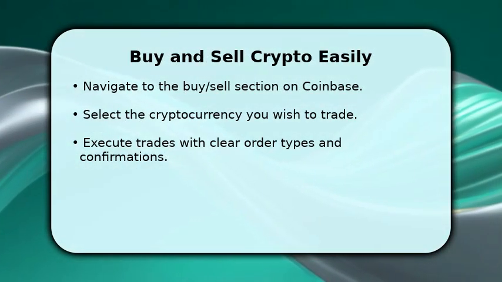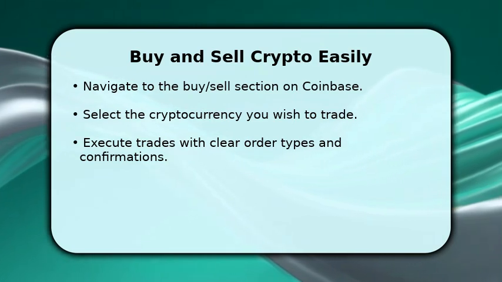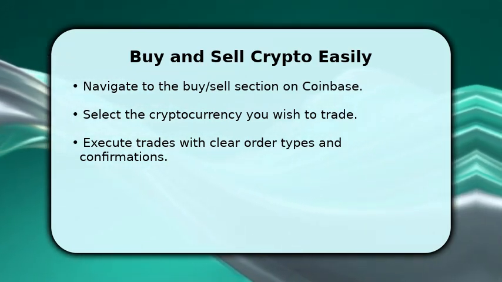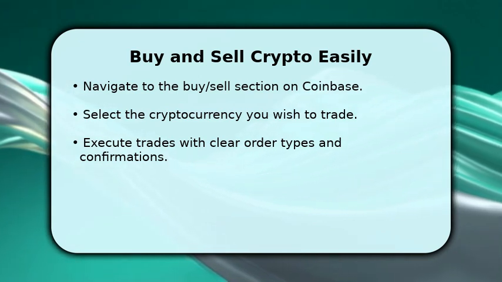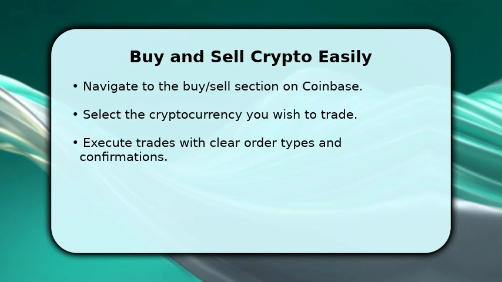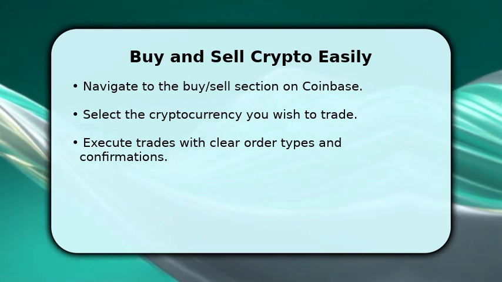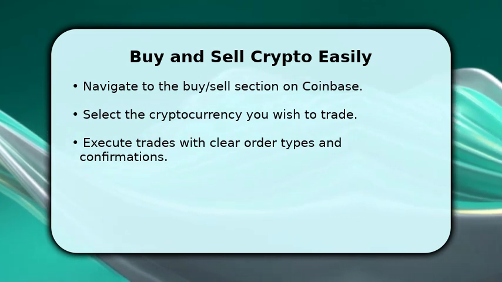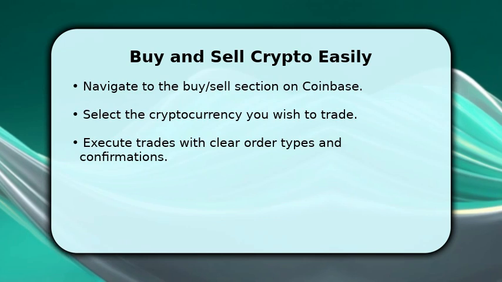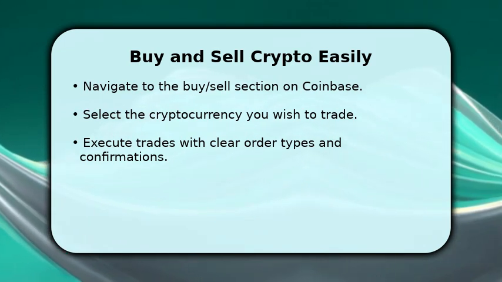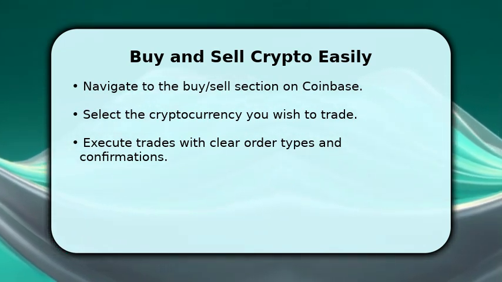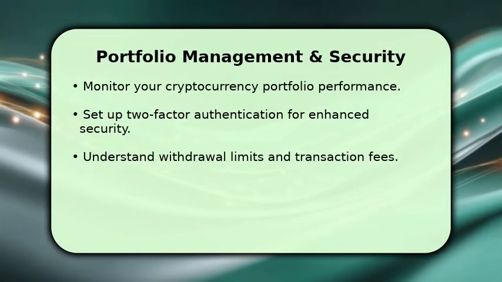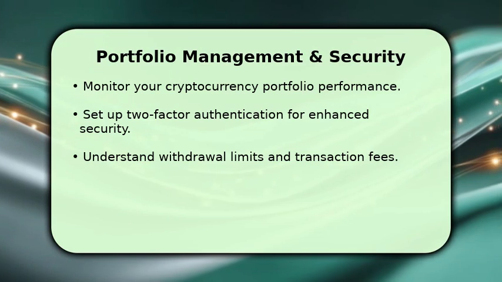Once your account is ready, buying and selling crypto on Coinbase is simple. Head to the dedicated buy/sell section within the platform. Here, you can choose from a wide range of cryptocurrencies like Bitcoin or Ethereum. After selecting your desired asset, you'll specify the amount and confirm your transaction. Coinbase provides clear order types and confirmations, making the process transparent and easy to follow for both new and experienced traders. Effective portfolio management and security are vital for any trader.